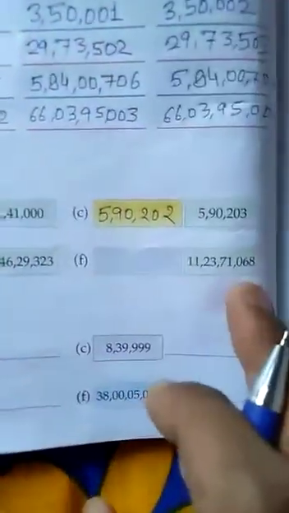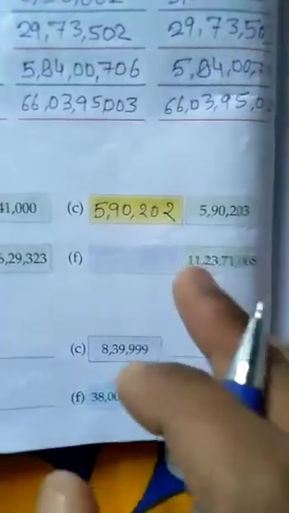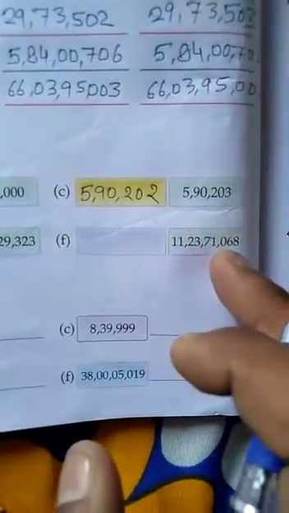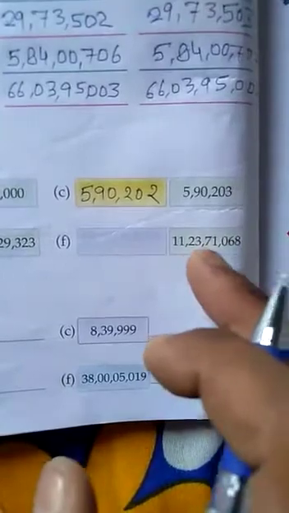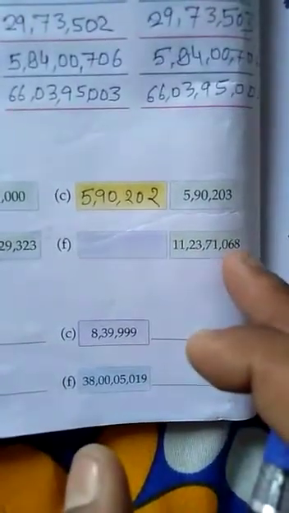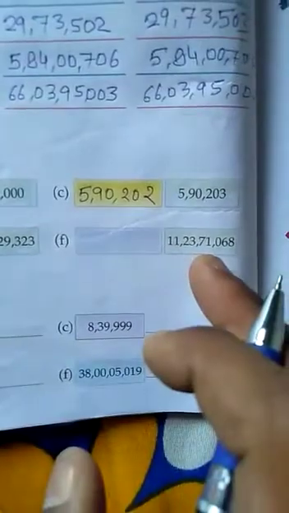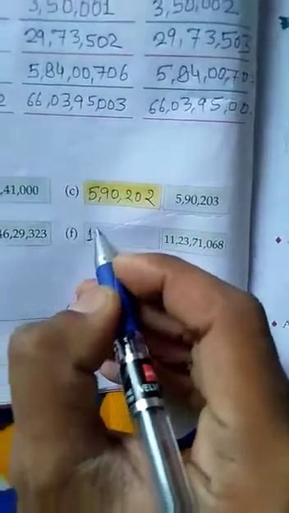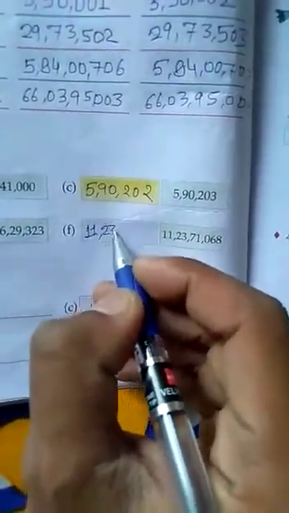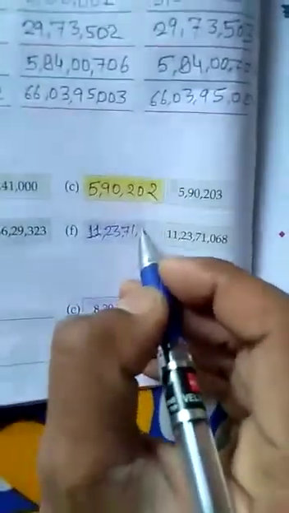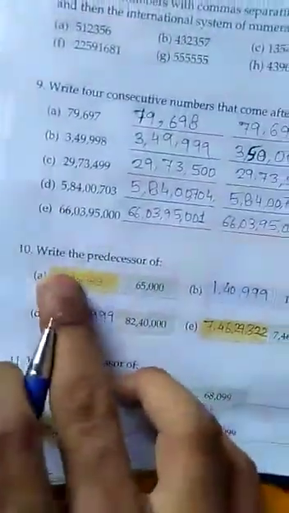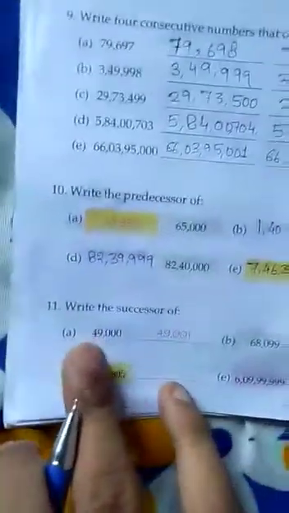Now we will do question number F. The question number F is 11,23,71,068. When we subtract 1 from this number, we will get the predecessor of this number. So we will get 11,23,71,067. So this is the predecessor of this number. I hope you understand well. You will do this question also in your fair notebook. Now we will do question number 11.